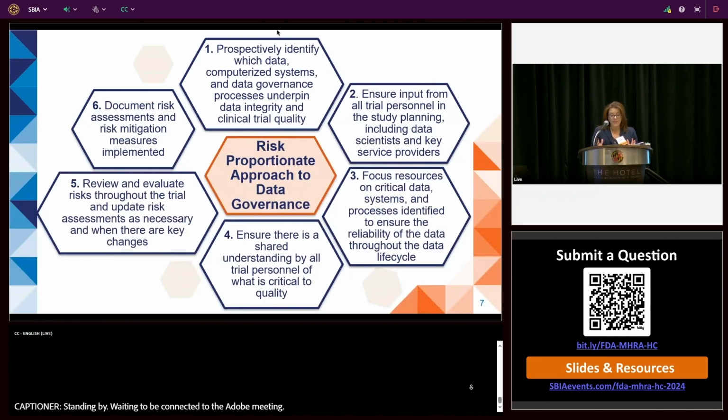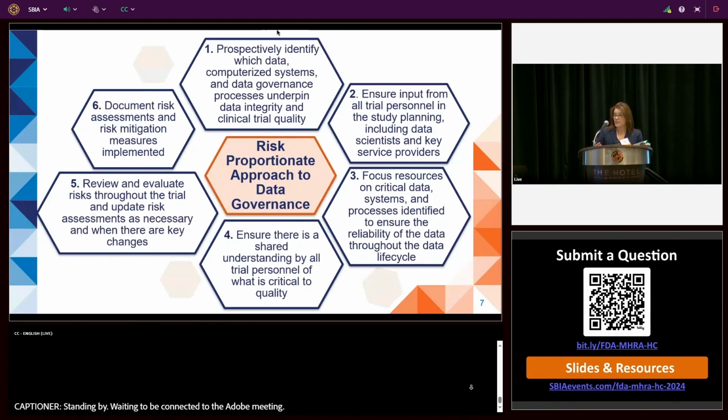So we're talking about the data and the processes that, if inaccurate, not performed, or performed incorrectly, would threaten the protection and safety of trial participants or the integrity of the study results. And this would be dependent on your study and study design, so there is no one size fits all.